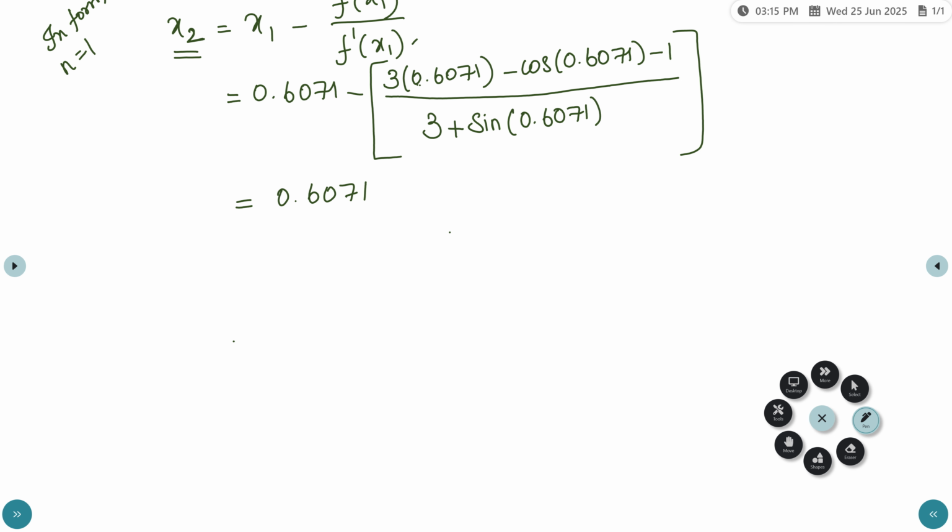The answer is 0.6071. So you can see x1 is also 0.6071 and x2 is also 0.6071. So you may try another value x3. When the consecutive values are equal, then we can stop the iteration. That is the final rule. So I am going to try another value x3. What is the x3 formula? x2 minus f of x2 divided by f dash of x2. Already we found the x2 value.